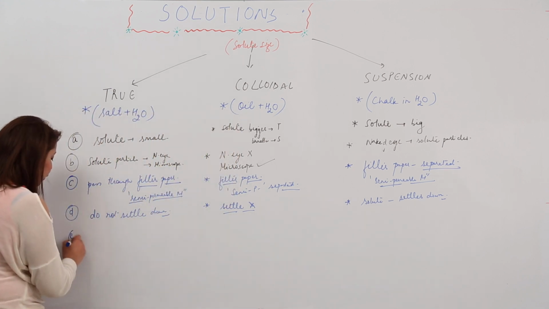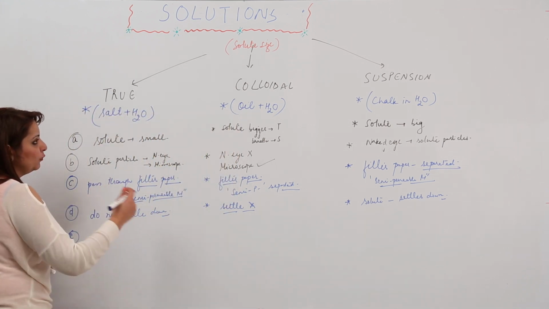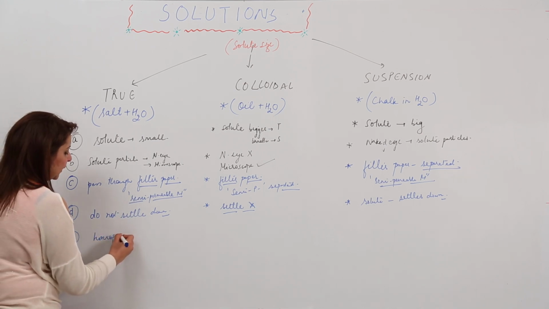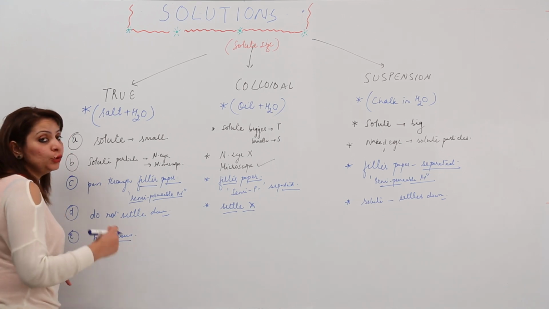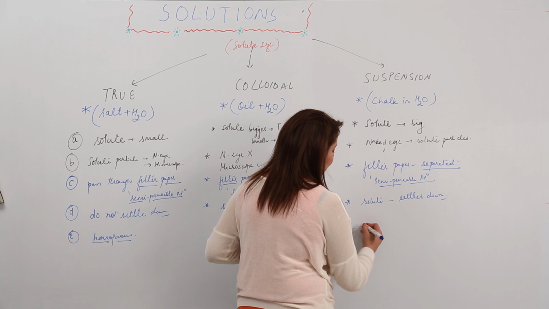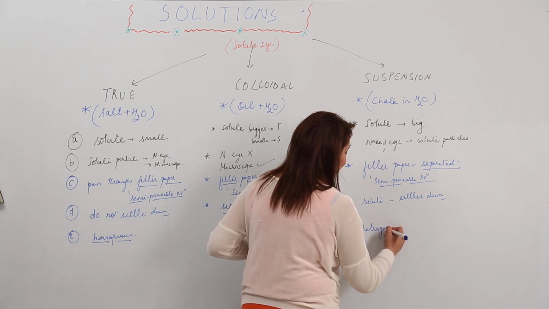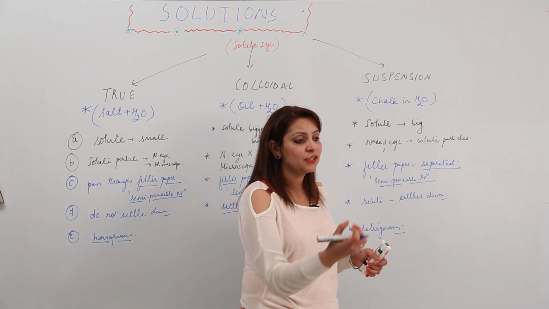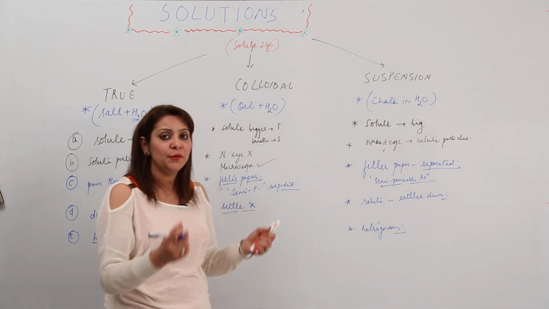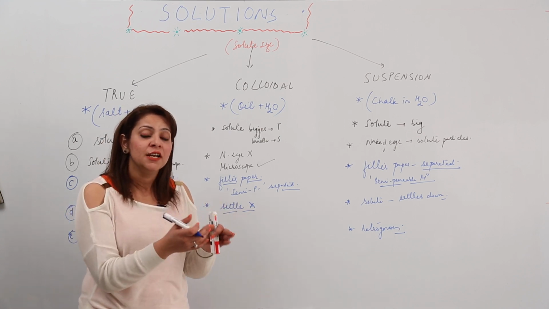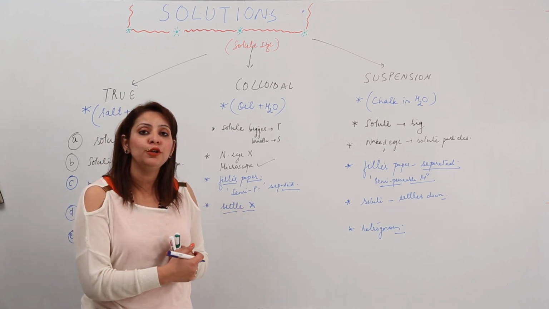And similarly, what is the nature of a true solution? Homogeneous or heterogeneous? Obviously it is homogeneous, because it has definite composition and properties throughout. We do not get to see different phases. In the case of a suspension, it is obviously going to be heterogeneous, because due to the big size of the solute, we are able to see solute particles and solvent particles separated from each other. They exist in different phases.